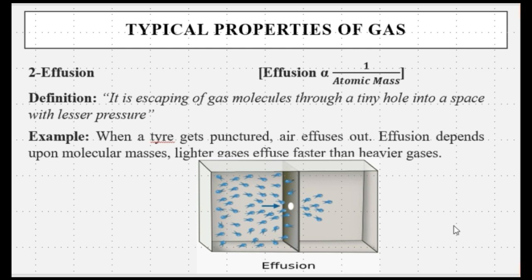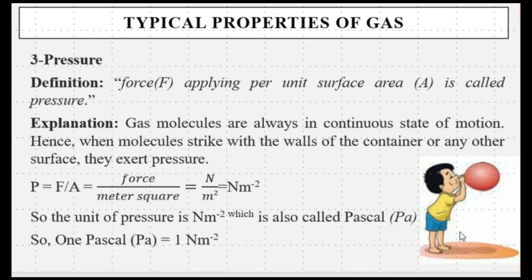So we can say the escape of the molecules from very narrow or tiny holes one by one is called effusion. Now the wording: it is the escape of gas molecules through tiny holes into a space with lesser pressure. Now we will see an example: a tire bursting is a good example of effusion. Furthermore, effusion depends upon the molecular mass. Lighter gases effuse very easily as compared to heavy gases.